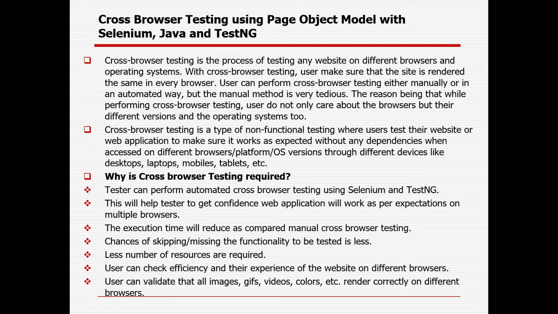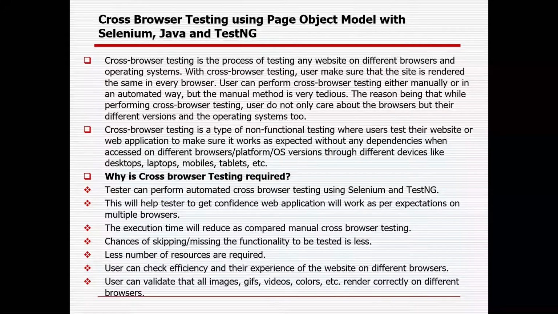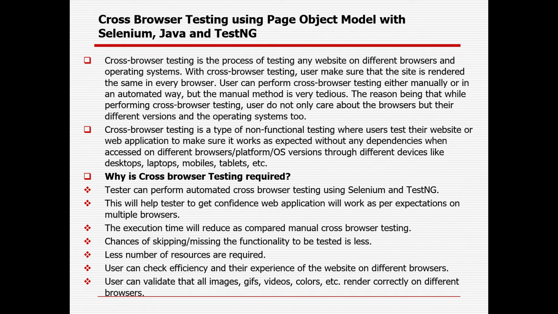So why is cross-browser testing required? Tester can perform automated cross-browser testing using Selenium and TestNG. This will help tester to get confidence whether web applications will work as per expectation on multiple browser or not. The execution time will reduce as compared to manual cross-browser testing. Chances of skipping or missing the functionality to be tested is less. Less number of resources will be required whenever you want to perform the automated cross-browser testing using page object model, Selenium, Java, and TestNG.